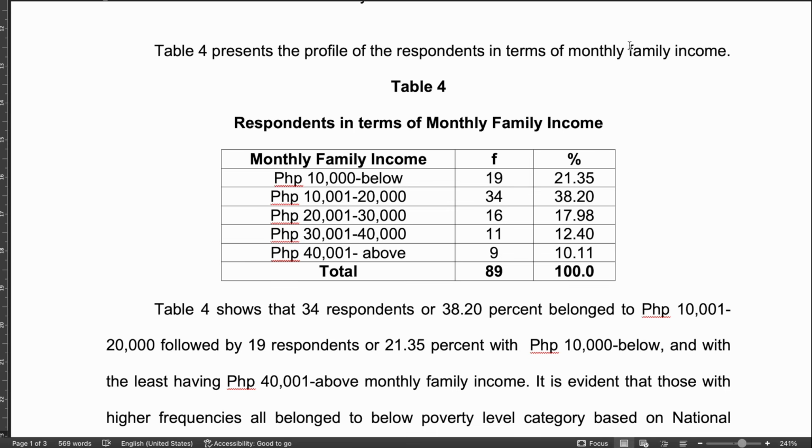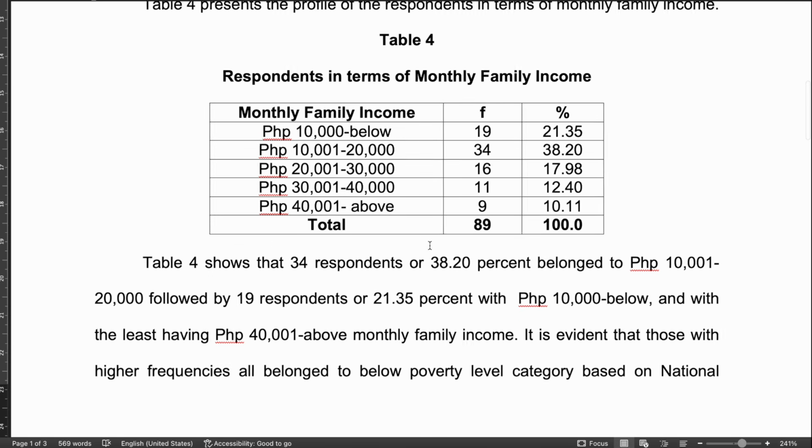Okay, tama ba? Sinabi sa introduction, profile of the respondents in terms of monthly family income. Tama naman, at tama namang family income. So, merong 5 brackets dito ng family income. And then, merong frequency at merong percentage. Okay, may 3 columns tayo at mayroon tayong 5 bracket ng family income.